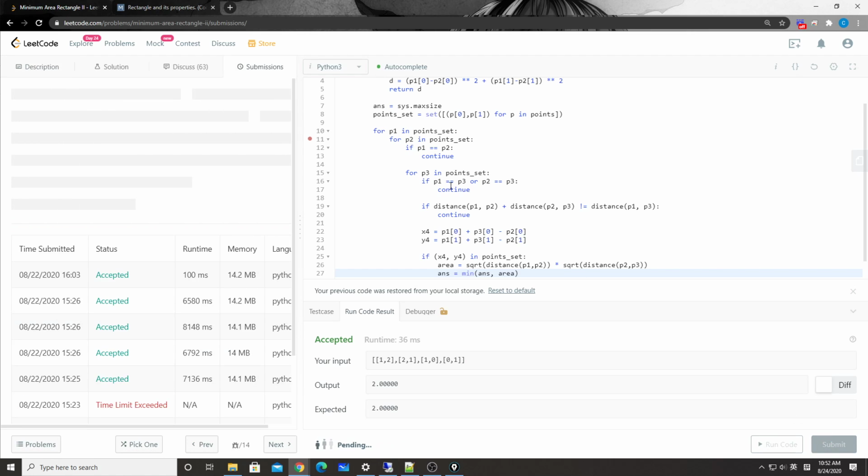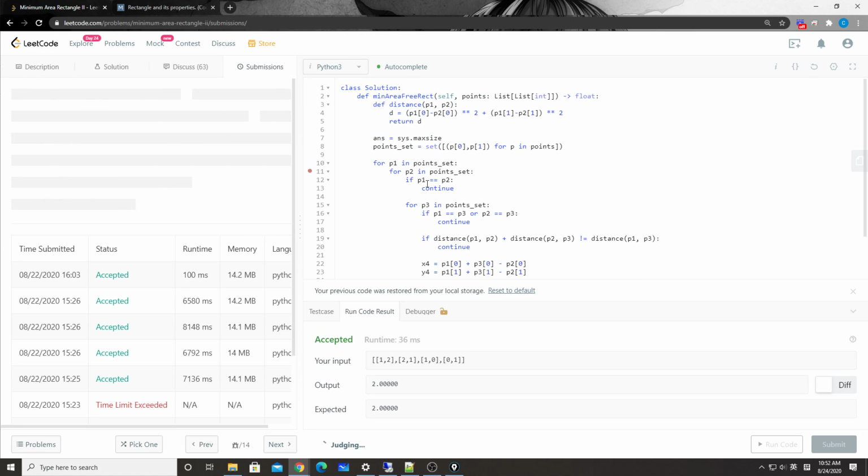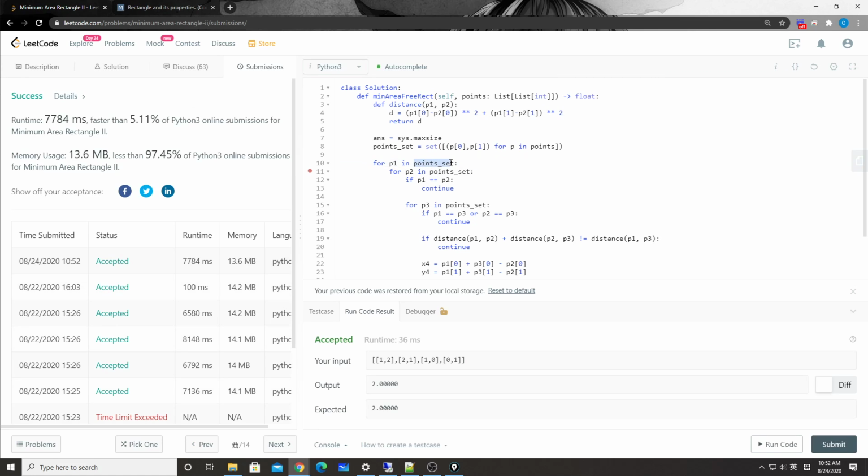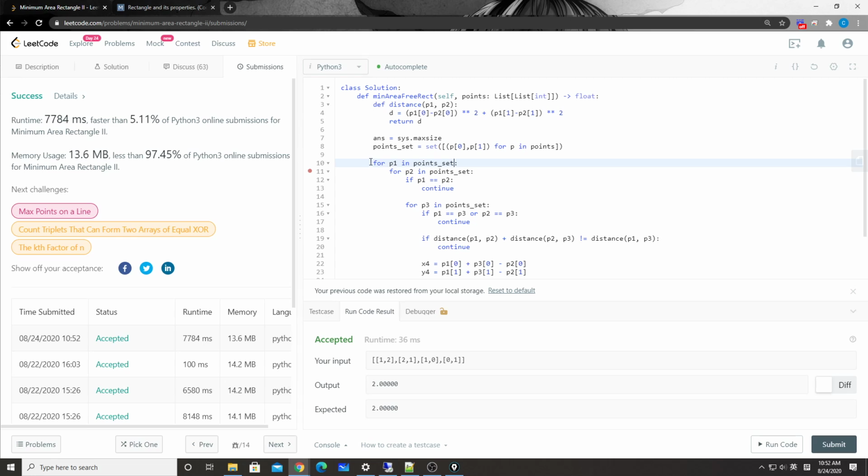Submit. I believe it will TLE because, oops, no, it didn't TLE. Okay, surprise. I thought it would TLE because the time complexity is going to be n squared, basically, with a first loop, a second loop, and then a third loop. I thought it would TLE, but it barely passed.